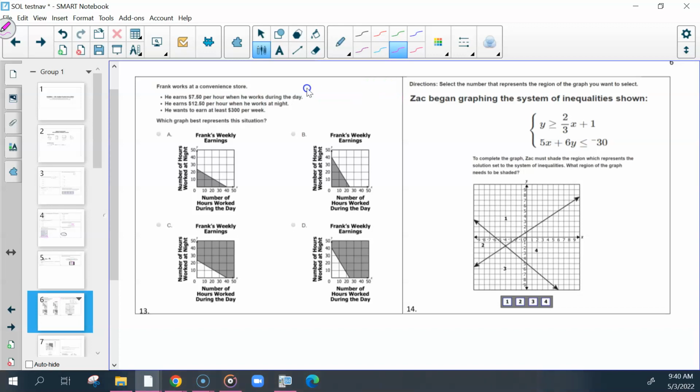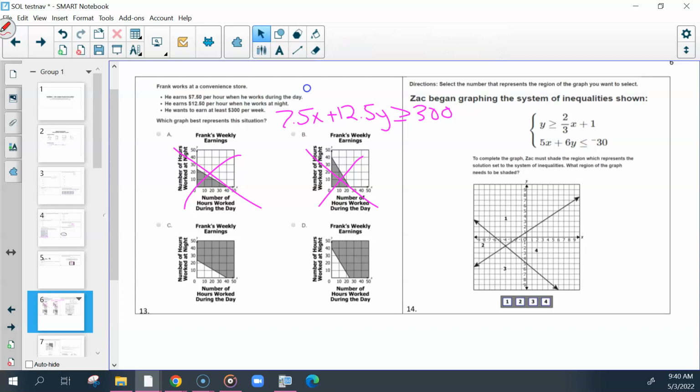Let me move this down. We would need to know that inequality before moving on. Now, we could look at these, all of these are solid lines, so that wouldn't change anything. This is greater than 300, so it would have to be C or D. We would just need to figure out which one. So you could put this in Desmos and figure that out.